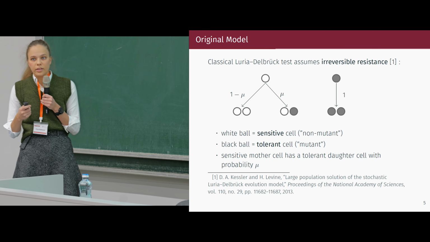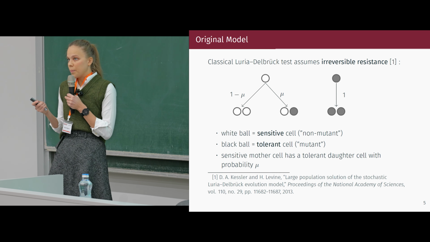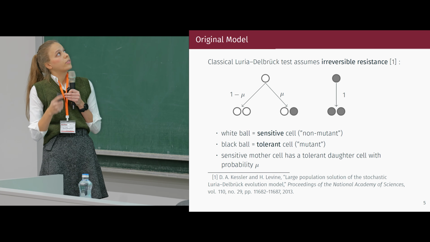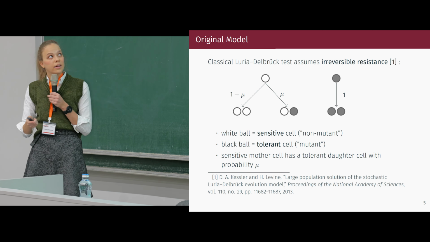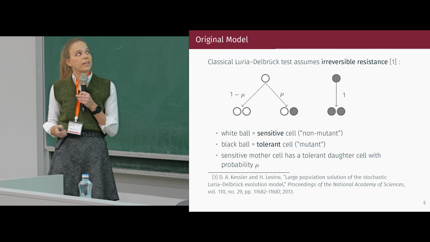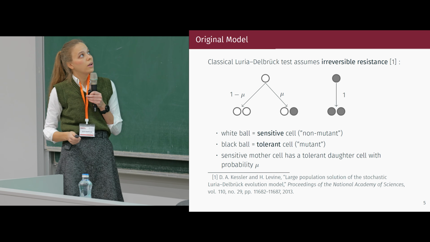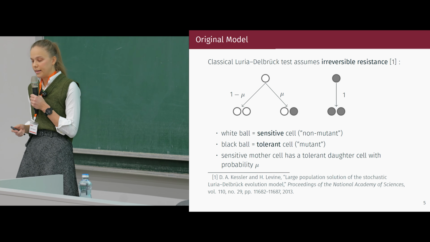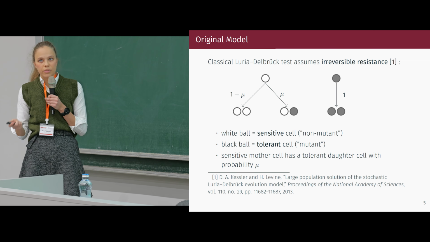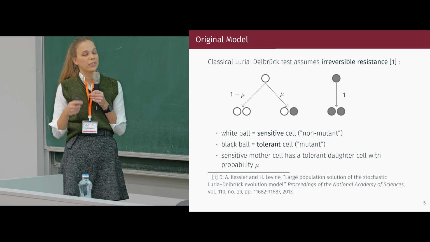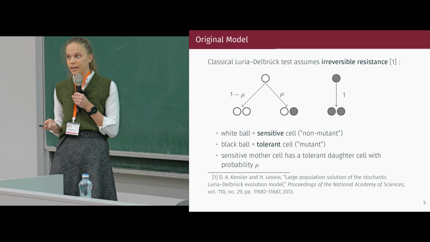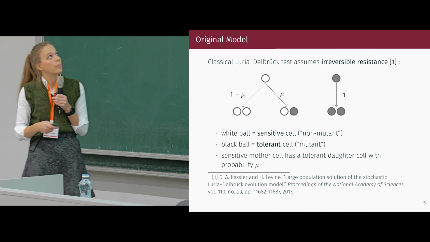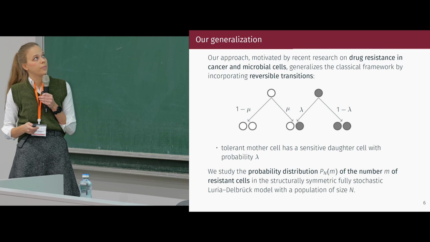That means that a sensitive mother cell, denoted in this figure as a white ball, may have a tolerant daughter cell. Tolerant means mutant, denoted as a black ball, with some probability denoted as mu. However, once the mother cell is tolerant, all other daughter cells will be tolerant as well. So that's the classical Luria-Delbrück model.